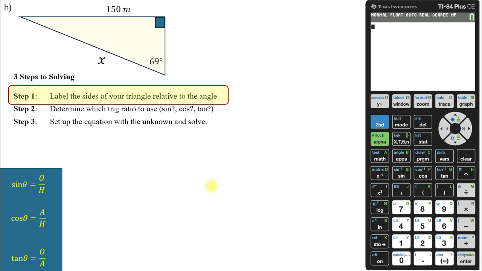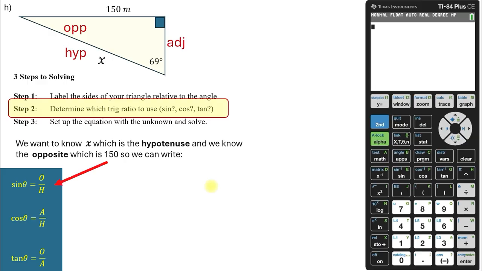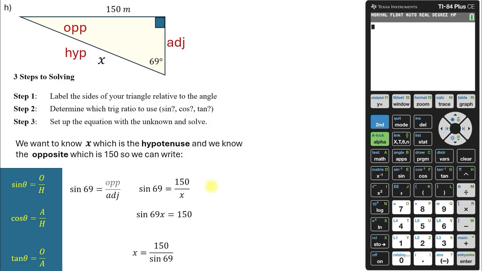H, our reference angle is 69 degrees. So we'll put our labels relative to that. We're being given the opposite and asked to find the hypotenuse. So that means that we'll be dealing with the sine trig ratio. So we can say that the sine of 69 equals 150 over x. Cross multiply. Isolate x. And then go to our calculator.